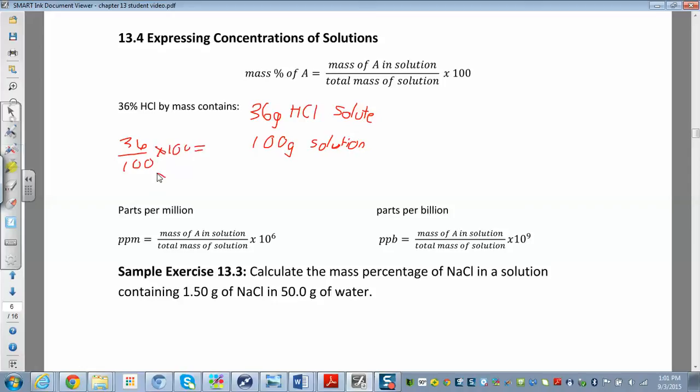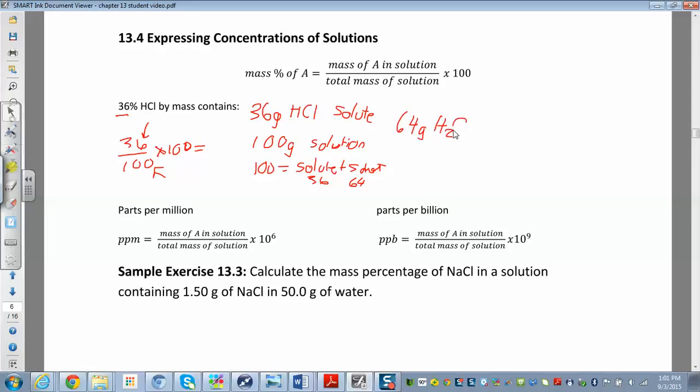So if I assume I have 100 grams of solution, and this 36% is telling me I have 36 grams of HCl, this makes it really easy because then I can figure out how many grams of solvent I have. So if my solvent is water, then I know that 100 has to equal my solute plus my solvent. That's my solvent here. So my solute, I know I have 36 grams, so 100 minus 36 is 64. So then I know that I have 64 grams of water.